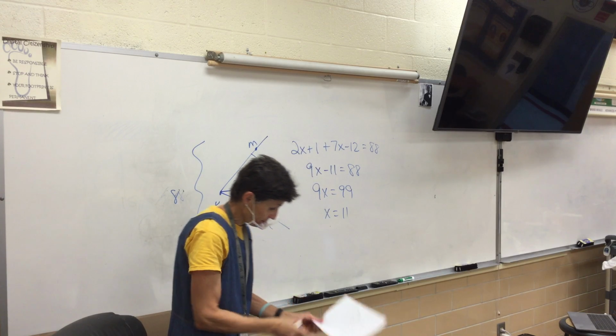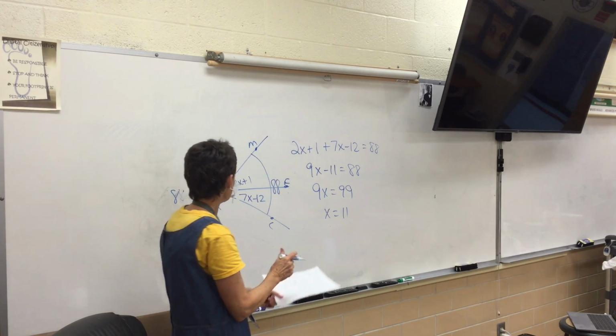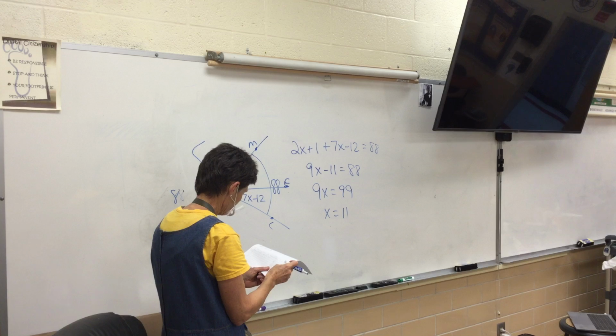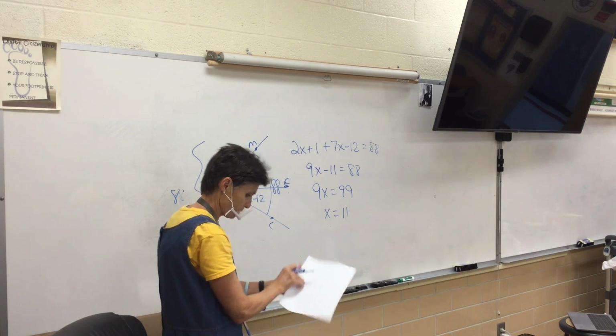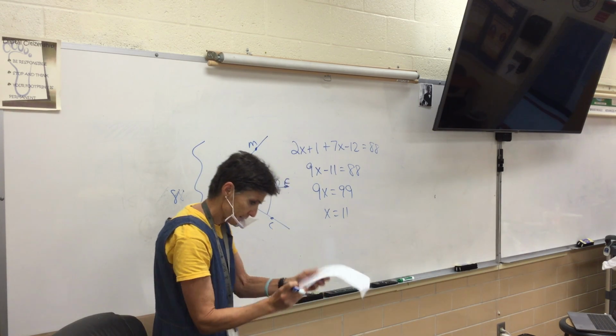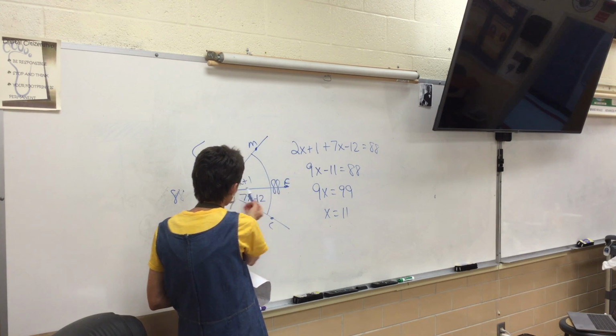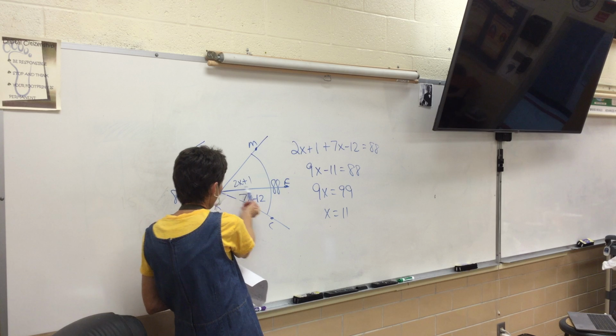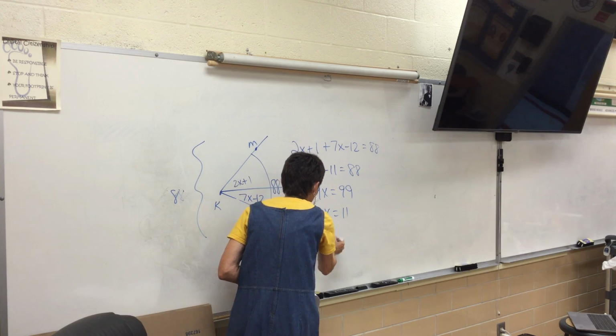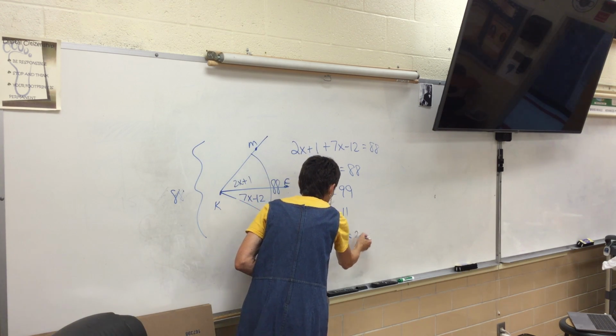What else did I need? DEF. Wait, I'm on the wrong page. I need MKF. MKF. So if I put 11 in there, how big is MKF? 23 degrees, perfect.